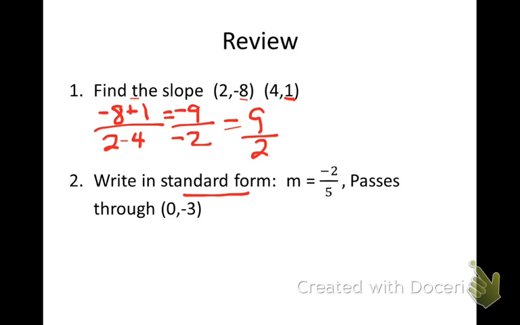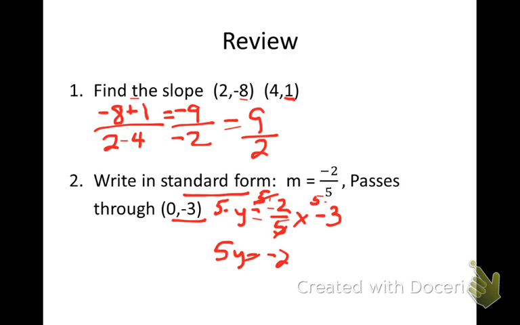Not actually sure if we started one like this before, but we want to write in standard form. Well, we first have to put it in slope-intercept form, so we know our slope, -2/5. We also know the y-intercept, -3. And now we want to get this in standard form. Well, we don't want fractions, so I'm going to multiply everything by 5 to get myself started here. And that would give me 5y equals, here the 5's cancel, -2x minus 15.